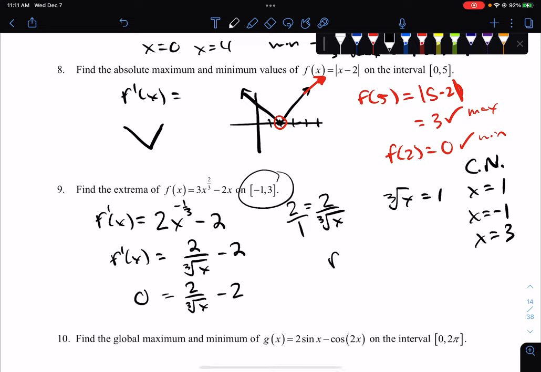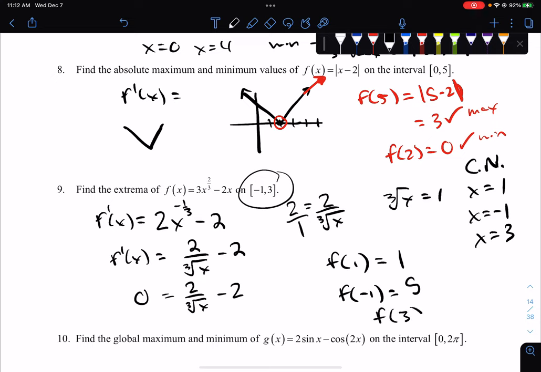So f of 1, 1 to the 2/3 is 1. So I get 3 minus 2, which is just 1. F of negative 1, negative 1 to the 2/3. That's negative 1 squared, which is positive 1. And then I cube root it, which is still positive 1. So I end up with 3 plus 2. So that one ends up being 5.